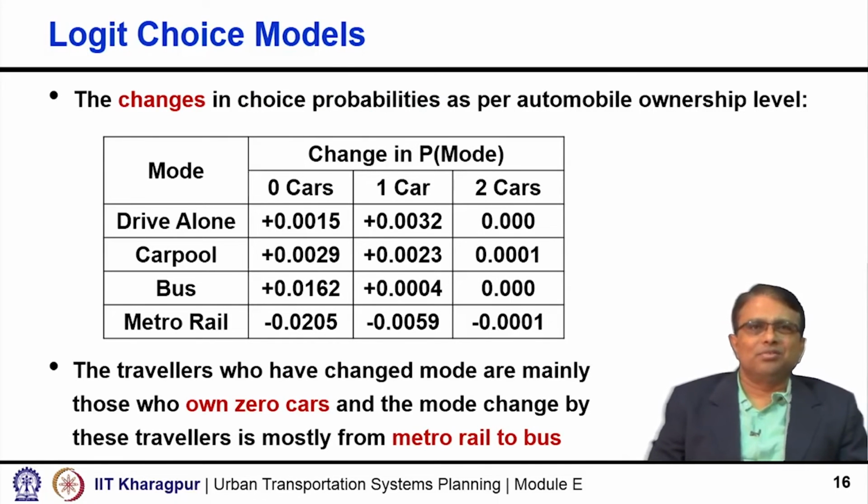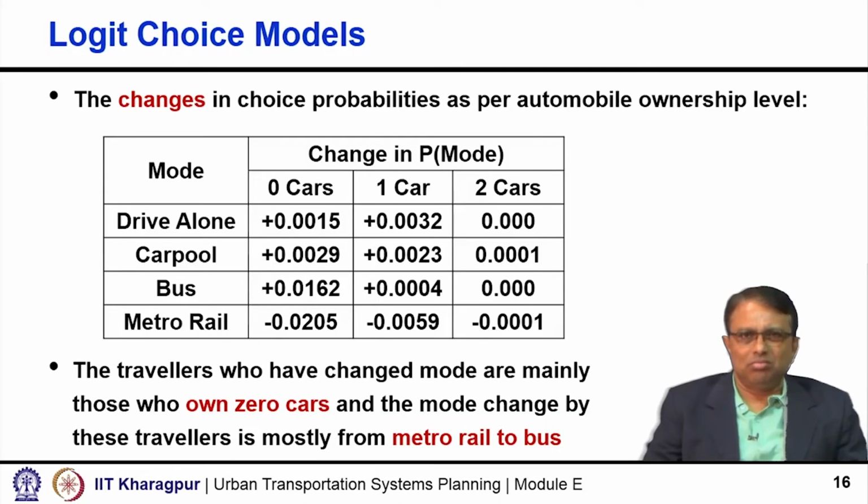Now, let us look at this, the change in choice probabilities as per automobile ownership level. What has happened? Let us see. The metro rail, all cases has reduced. So, there is a minus sign with everything, and where is that minus going? Minus is obviously going to all other alternatives, bus, carpool, drive alone, and this is for each segment I am showing, 1 car and the change in the probability, right. 1 car, 0 car and 2 car segment.